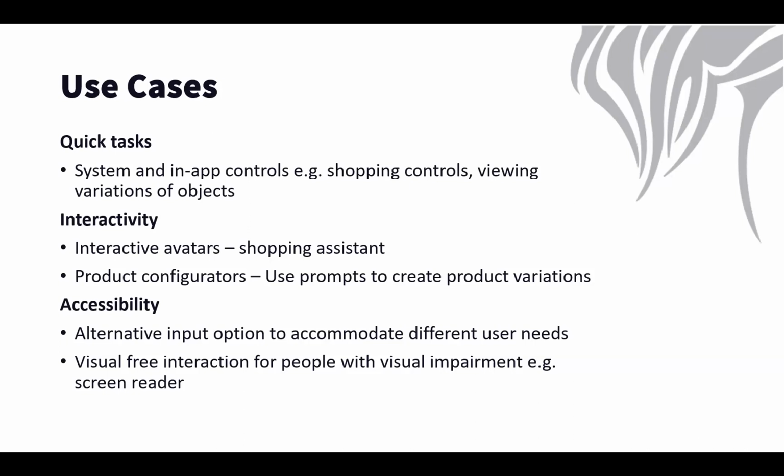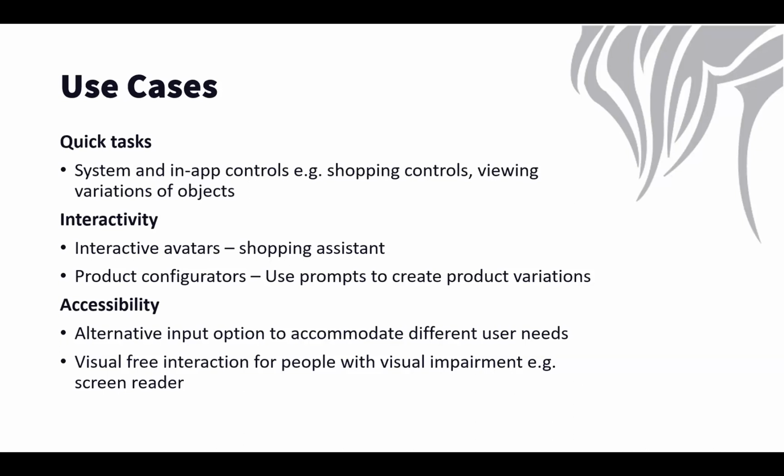The second part is interactivity. By doing our design research, we realized users need to get more information on clothes that they want to buy. So what we've been playing around with is creating interactive avatars that are AI powered, that act as shopping assistants. Also in terms of interactivity, there are product configurators.